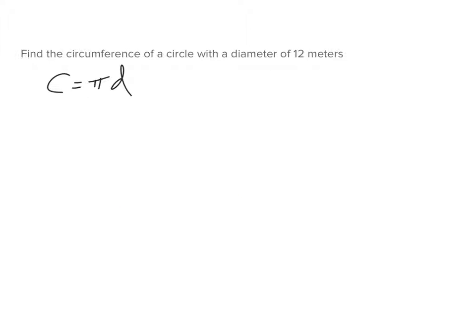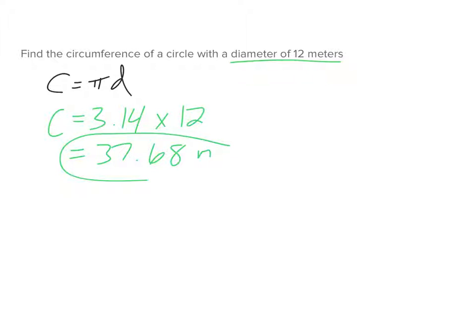So find the circumference of a circle with a diameter of 12 meters. So now we don't have to do any extra work. We are already given our diameter, so we can take that and multiply it by our 3.14. And when we do that in this problem, we get a circumference of 37.68 meters.